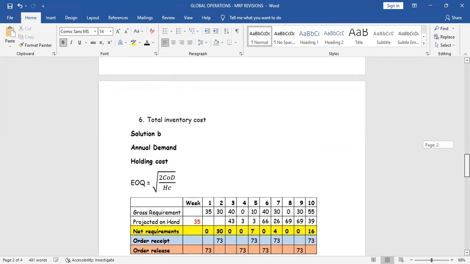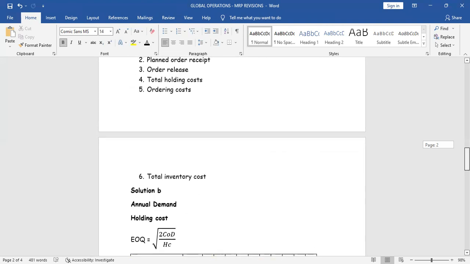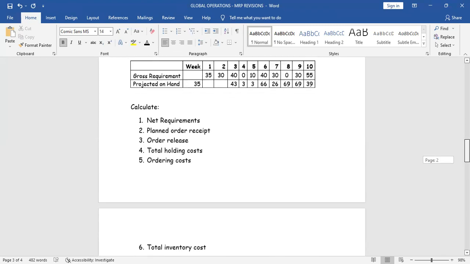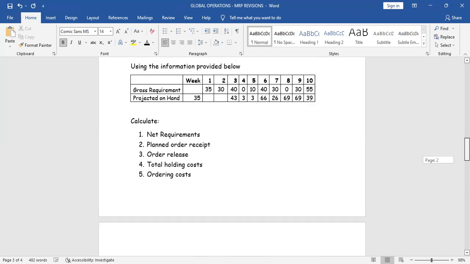So for me to calculate my EOQ, I need the annual demand. So my annual demand, how can I find my annual demand? What I've been given is per week. So the best is to calculate the average gross requirement, the weekly average gross requirement. So how do I calculate this? I'll need to add now. I'll need to add these numbers here. I'll need to add them.